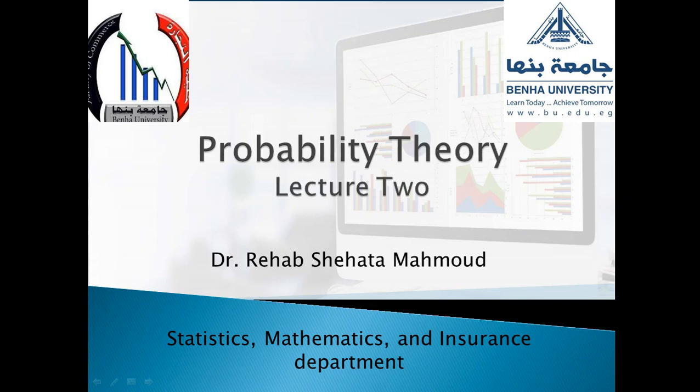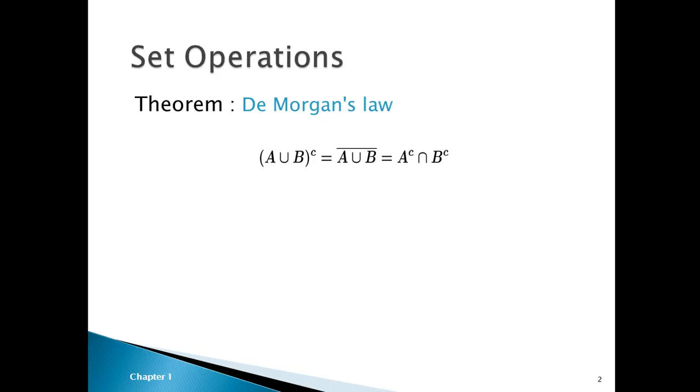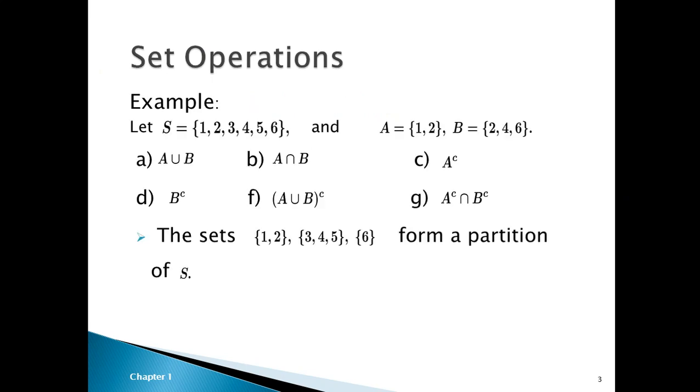Hello dear students, today is the second lecture for probability theory subject. As we mentioned in the last lecture, the sets have many operations such as union and intersection. As a result of these operations we have the following theorems. The first theorem is De Morgan's law: (A ∪ B)' = A' ∩ B'.